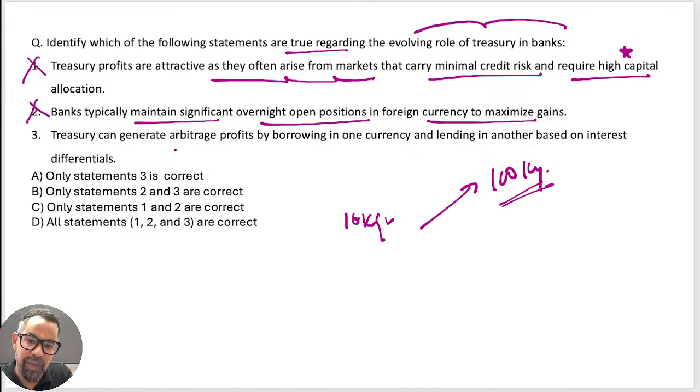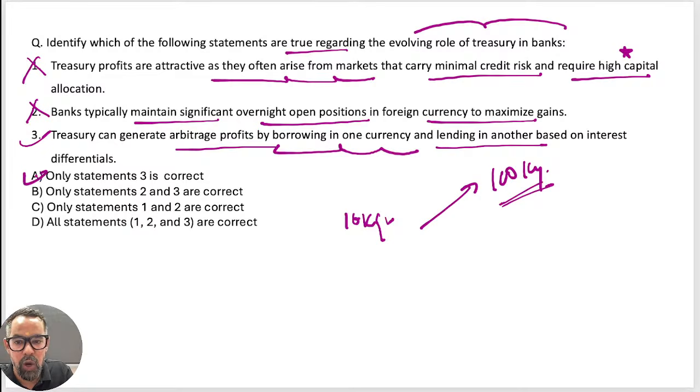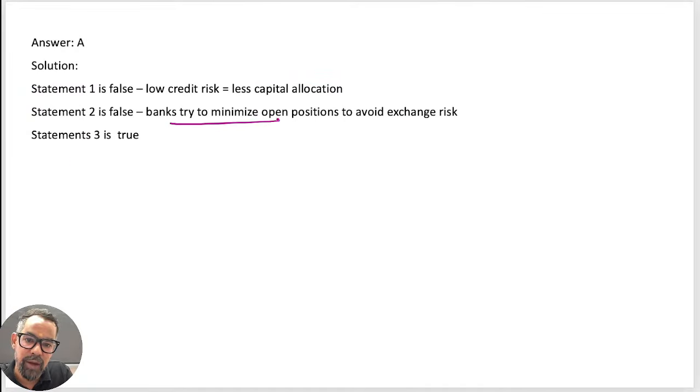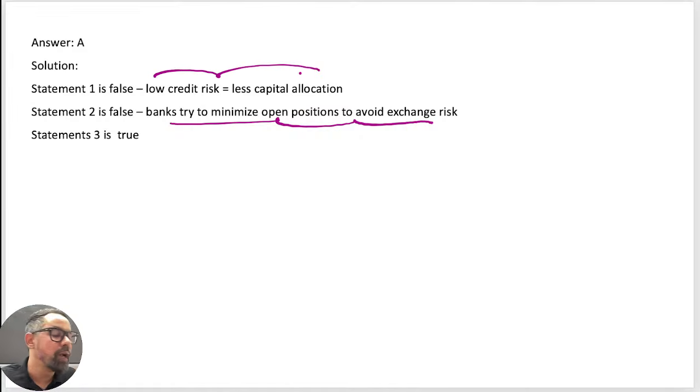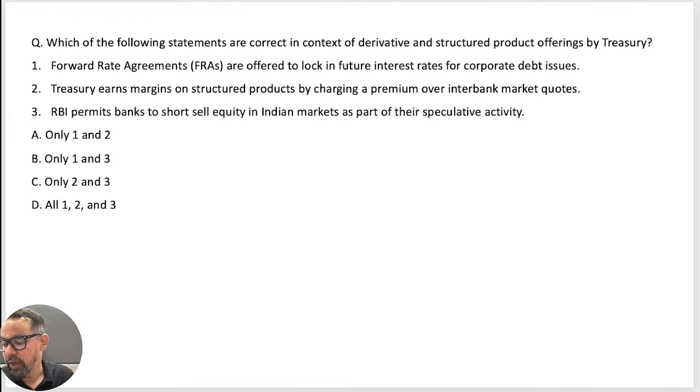Treasury can generate arbitrage profit by borrowing one currency. This is the one, so only option A should be the right answer. Banks try to minimize open positions to avoid exchange risk, and low credit risk and low capital allocation are the basic fundamentals here. Next one, guys, A will be the right answer.